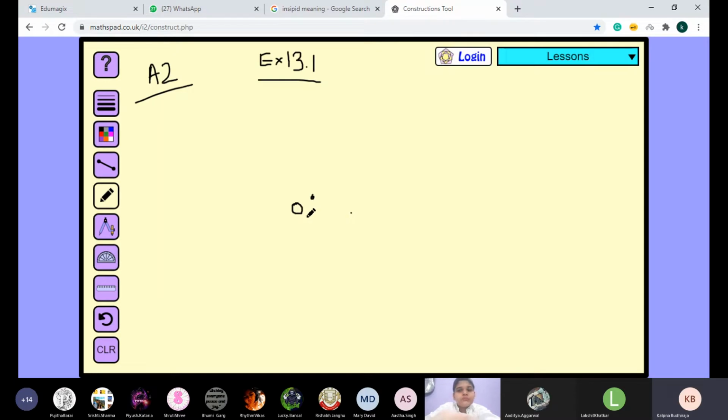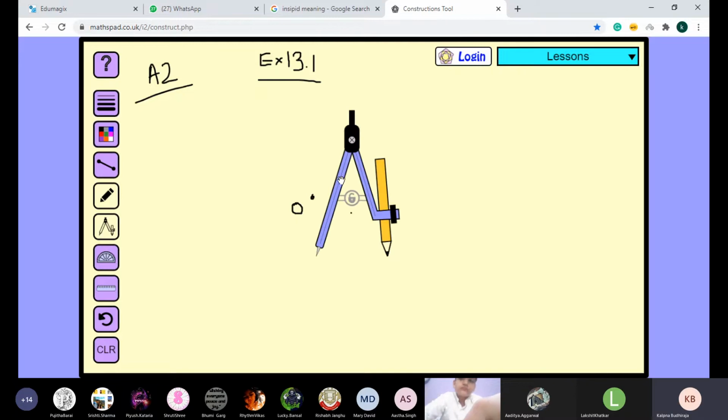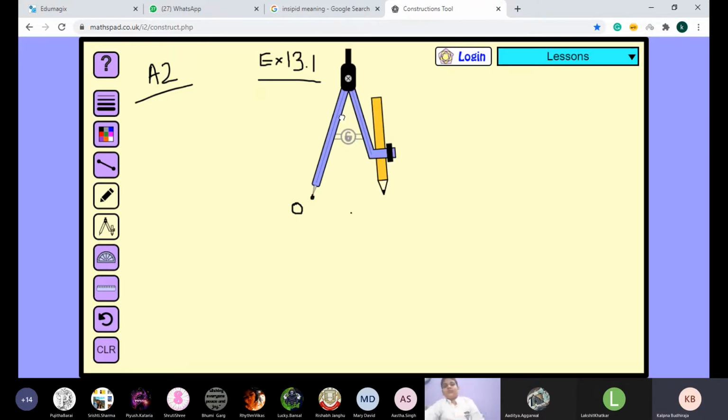First of all, look at the screen. I have taken my point O. If the circle's center is named O and you do not mention point O in the exam, you will lose half marks. Now you are going to place your compass needle at O.